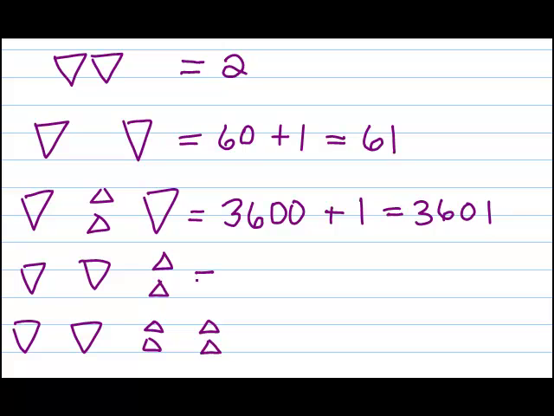Next we have 1 in the 3600s place, so that's 3600. 1 in the 60s place, so that's 60. And a placeholder in the ones place, so no ones. So this is 3660.